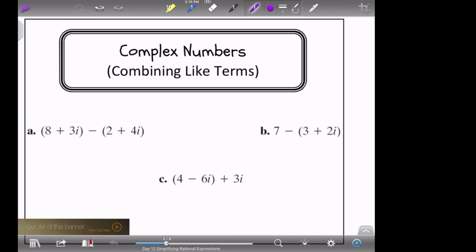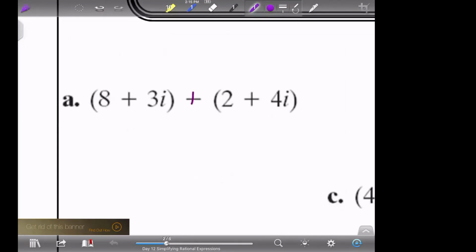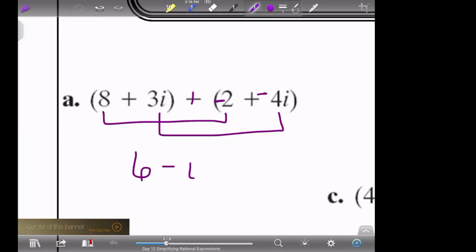All right, so hopefully on the first question here, you distributed that negative to make it a positive and then made this a -2 and a -4i. Now, when you go to combine like terms, your real parts, 8 minus 2 is 6. Your imaginary parts, you're going to have 3 minus 4, which is -1.